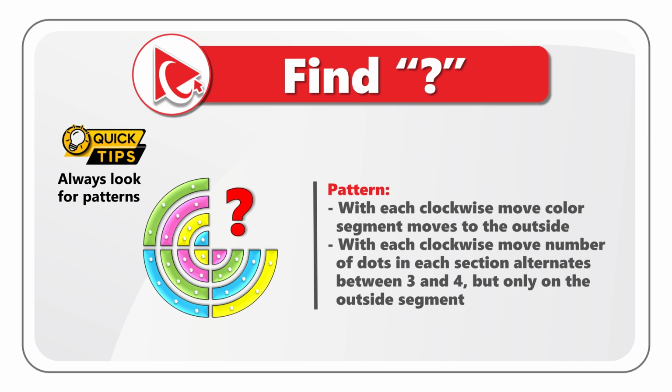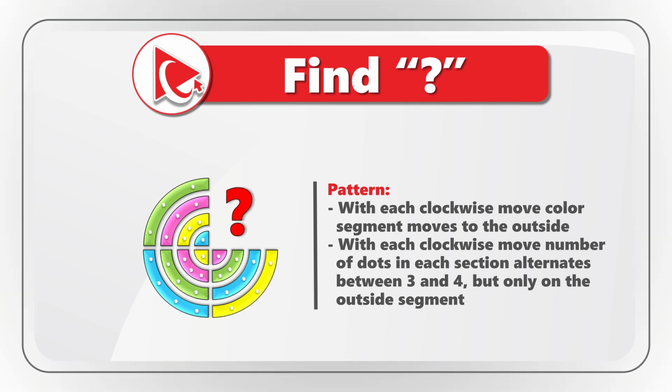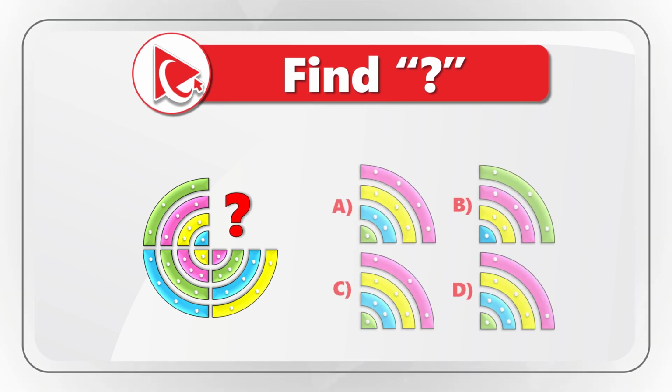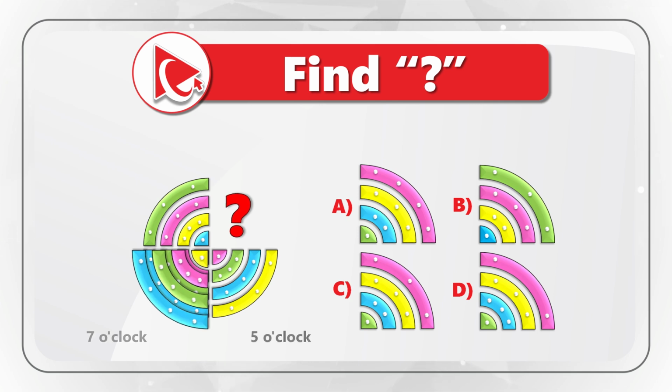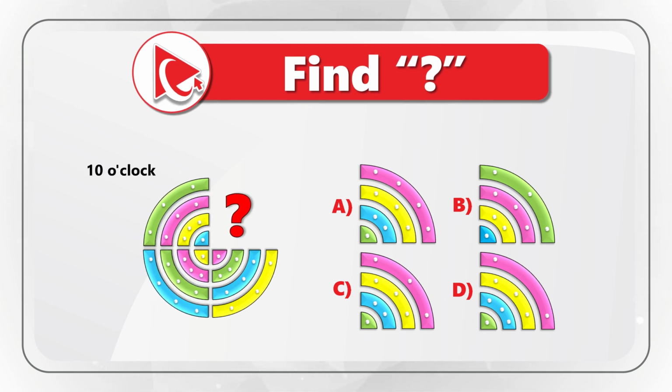And the pattern here is that with each clockwise move, the color segment moves to the outside. Let's look at the example. For the 3 segments that we see on the screen, let's assign the clock values. For example, we will have 5 o'clock, 7 o'clock, and 10 o'clock sections.